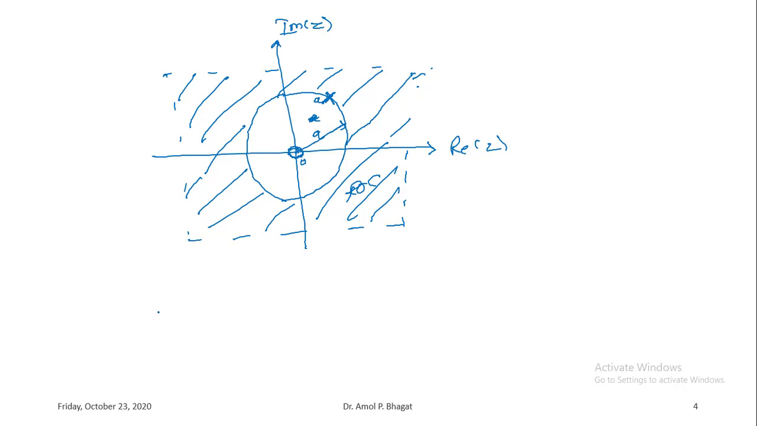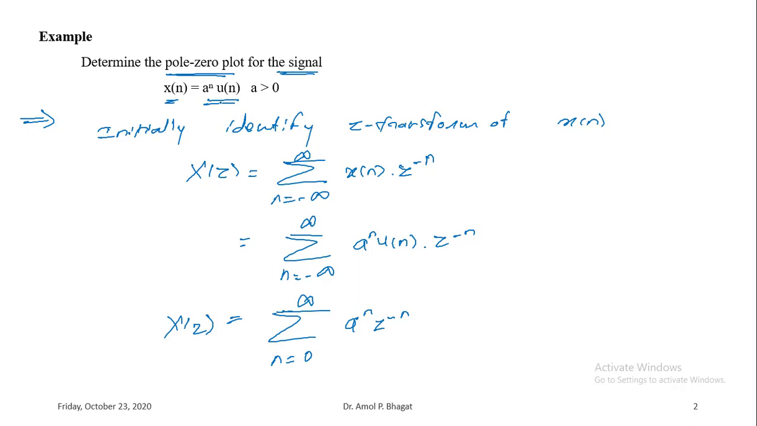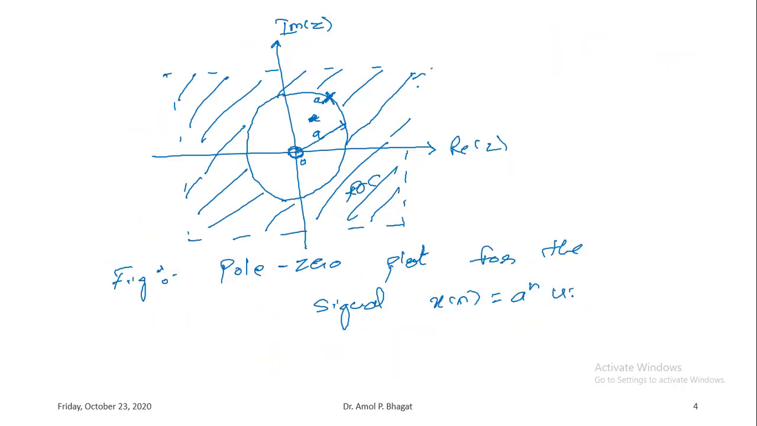So this indicates what? A pole-zero plot for the signal x of n equal to a to the power n u of n. So this figure indicates the pole-zero plot for the signal x of n, where the given signal is a to the power n u of n, right? So this is how you can obtain the pole-zero plot.